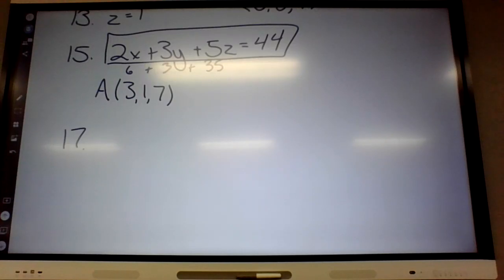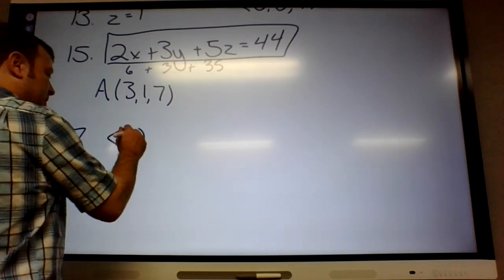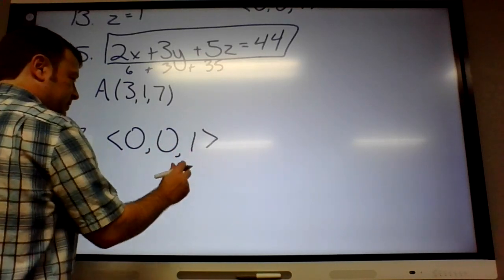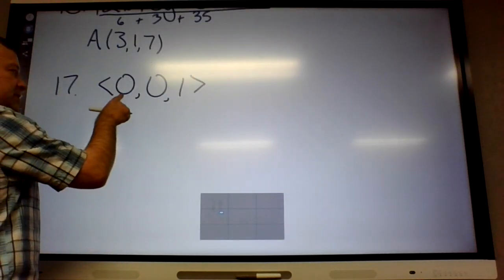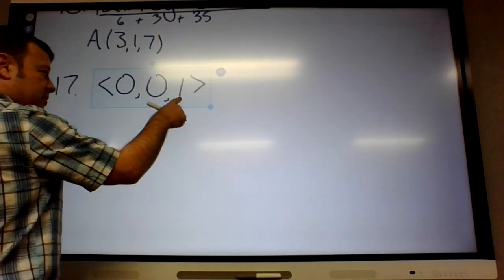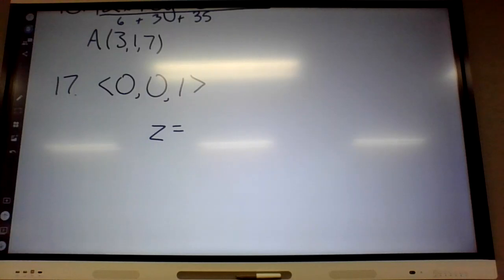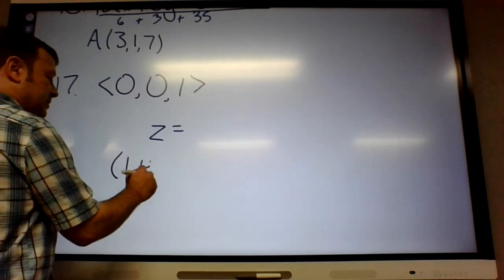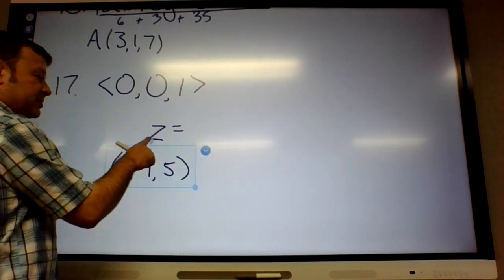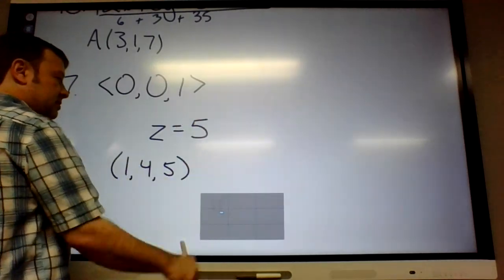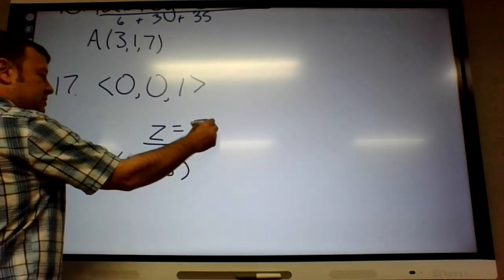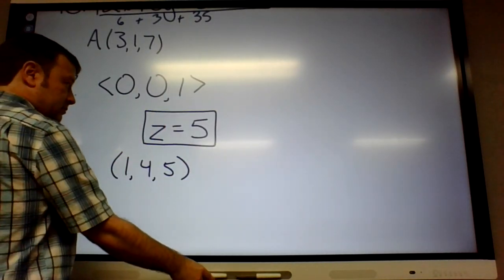Okay, 17. Pretty similar. The vector is 0, 0, 1 though. So what are we going to do with a 0 and a 0? That'd be 0x plus 0y plus 1z, so just z equals, and then the point that is on the plane is 1, 4, 5. So basically the z value is 5, so 5 goes right there. So that's it, just z equals 5.